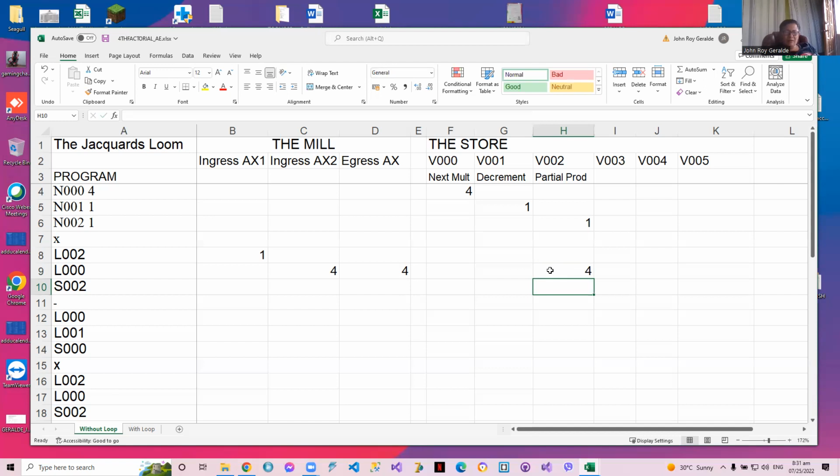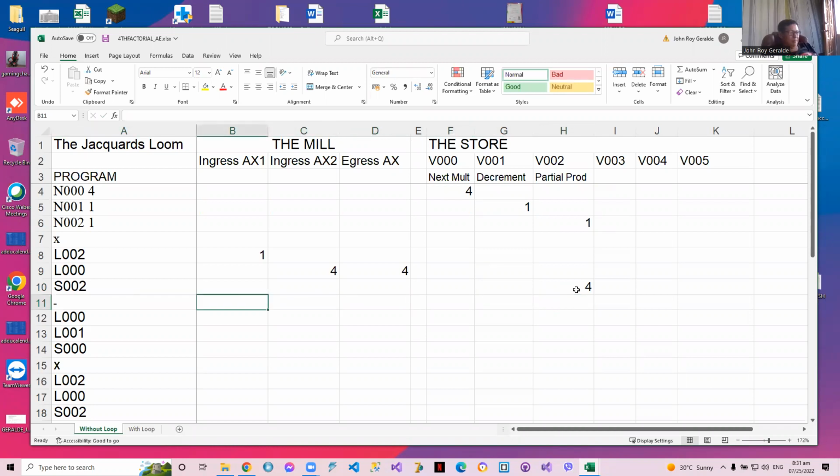Do you follow? So our main source is Stanford University, a Stanford University sample. So this becomes 4. Okay, S002, it's in this line. Do you follow?